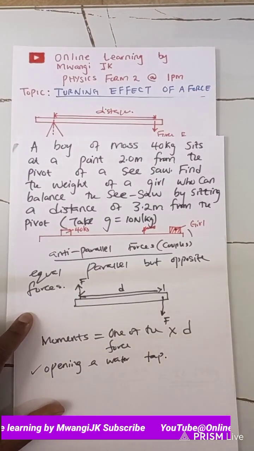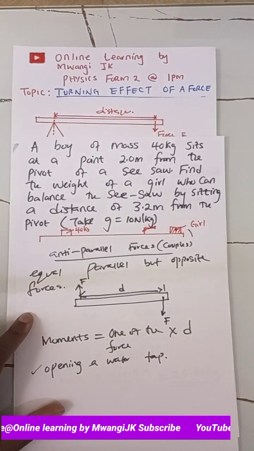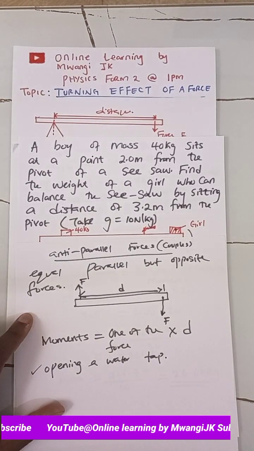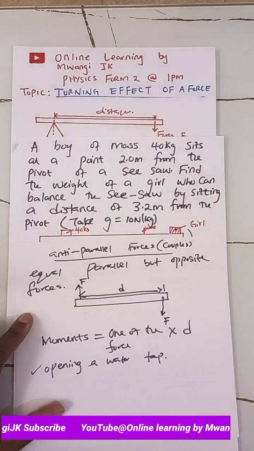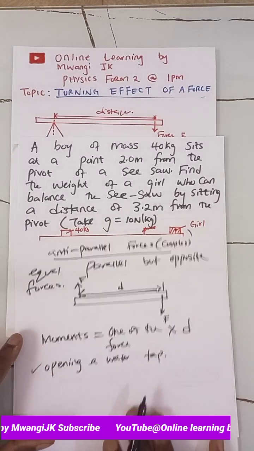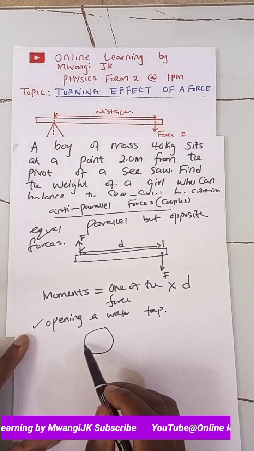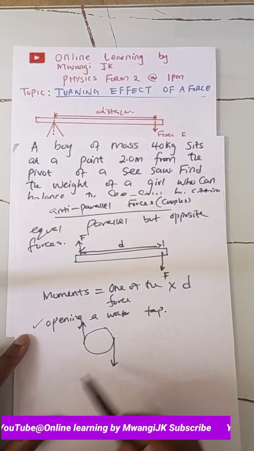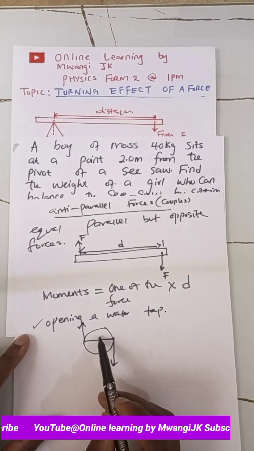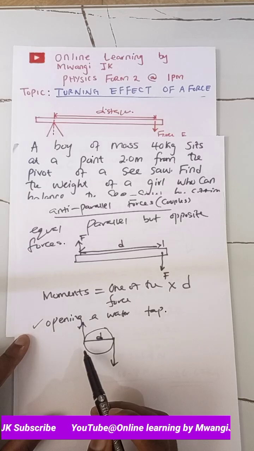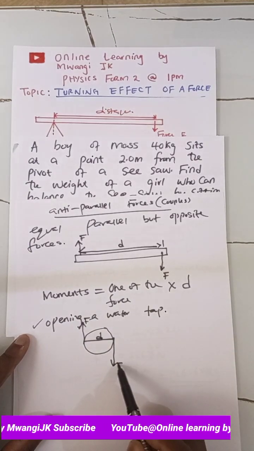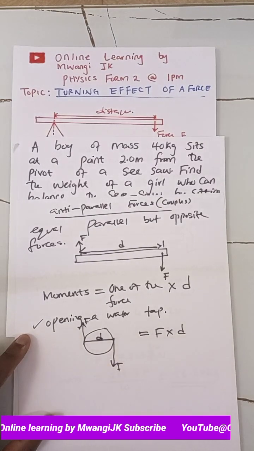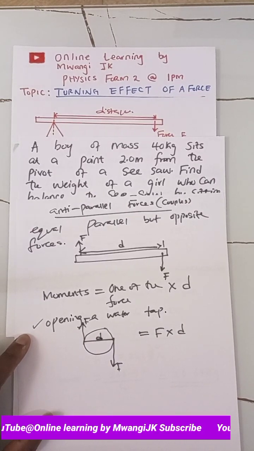Another case is a force applied on the steering wheel of a car. You apply one of the forces using your left hand, and the other one you pull. So you apply a force in this direction and another one in this direction for the wheel to turn, and the separating distance for that case is the diameter. So if this is a force and this is a force, the moment will be one of the forces times the distance, which is the diameter of that wheel.